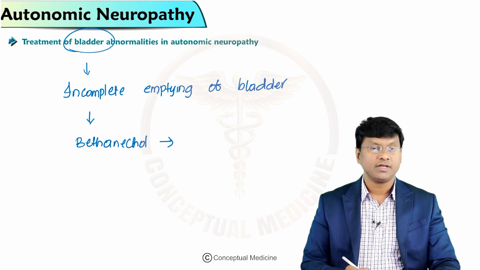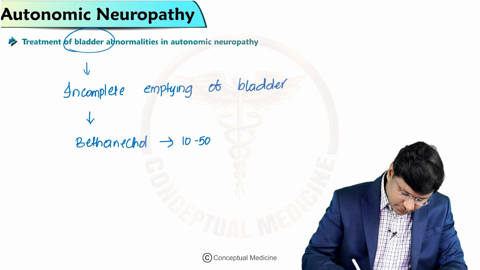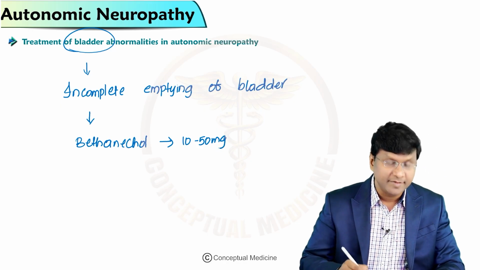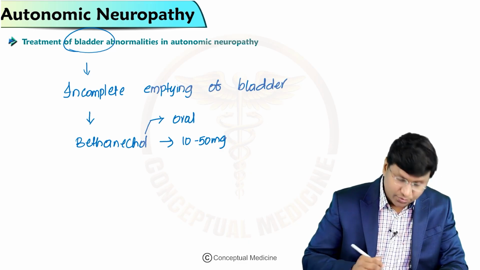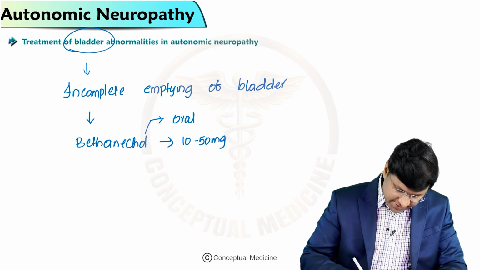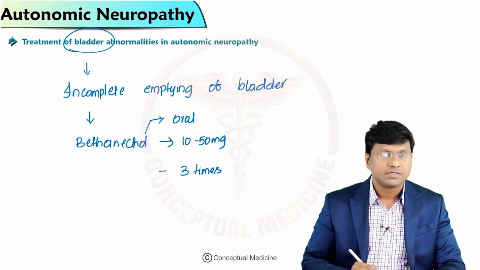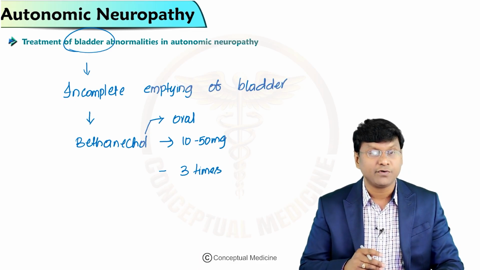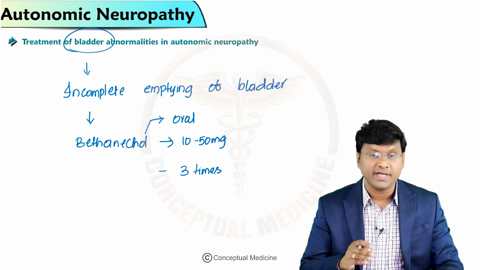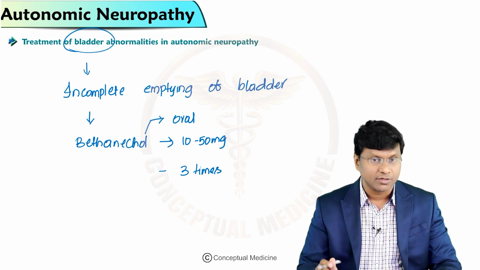This bethanechol is given at a dosage of 10 to 50 milligrams. The route of administration will be oral, and how many times is it given? It is given 3 times a day. And this bethanechol is found to improve the emptying of the atonic urinary bladder. That is about your bethanechol.